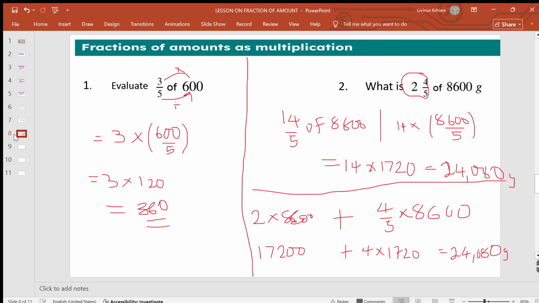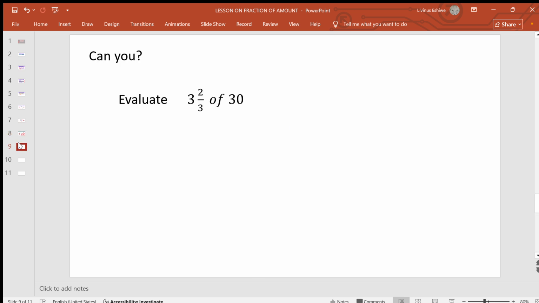Okay, now having done that, let me see if you can solve this. Can you solve this? Can you? Just look at it, pause the video if you can, and then try it out.